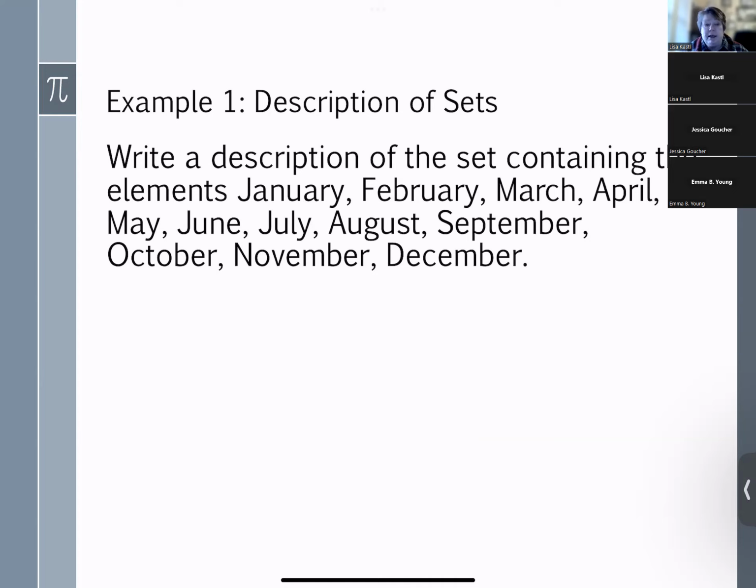This is a set that contains the elements January, February, March, April, May, June, July, August, September, October, November, and December. What would be your description of that set? You can put in chat, you can take yourself off mute, or if you pause long enough, I'll answer the question.